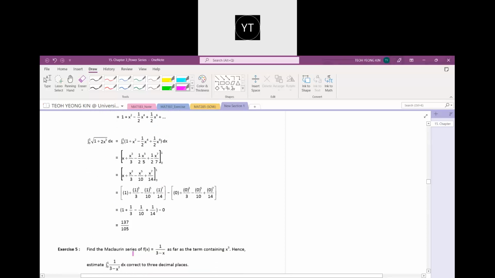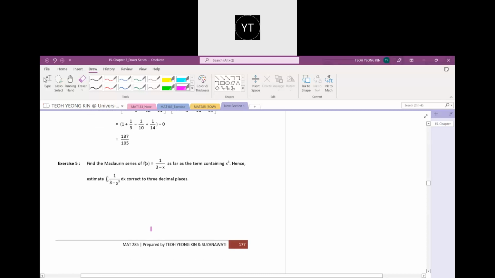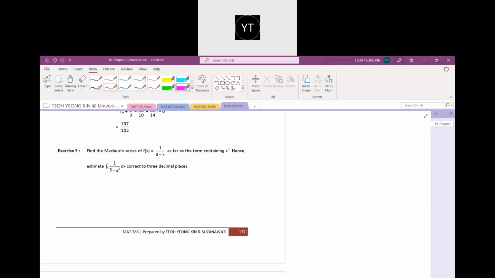If you look at this exercise 5. Find the Maclaurin series of f(x) up to the term x cubed. Hence, differentiate, integrate this part. So here, be careful. Here is x cubed, whereas here is x. So what we do now, I will show you. First, the function f(x) is equal to 1 over 3 minus x.